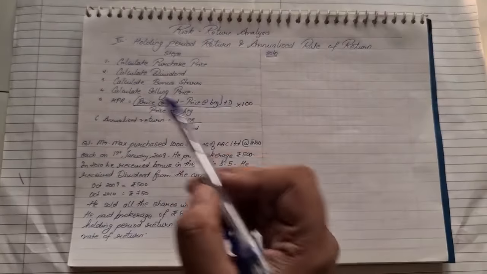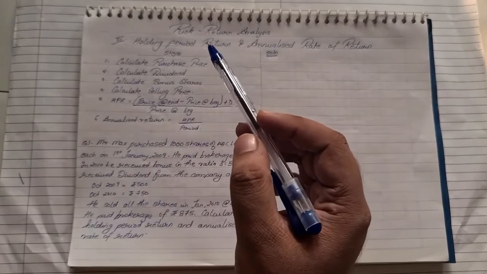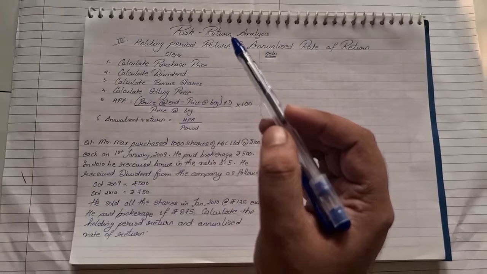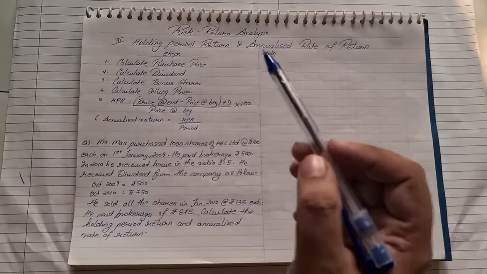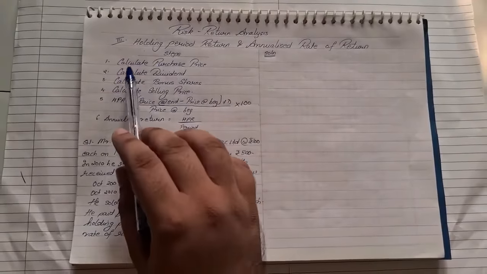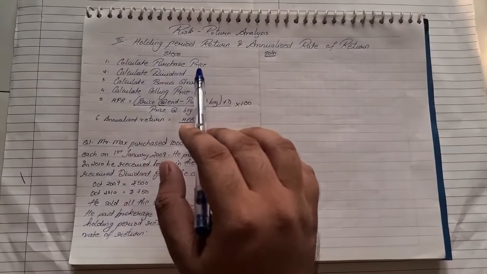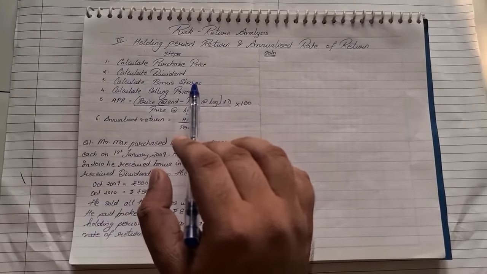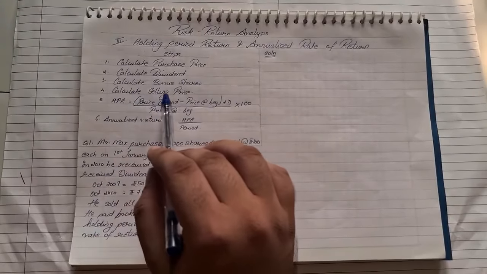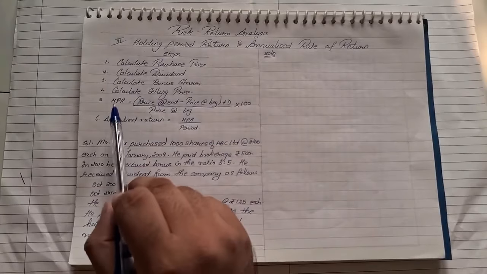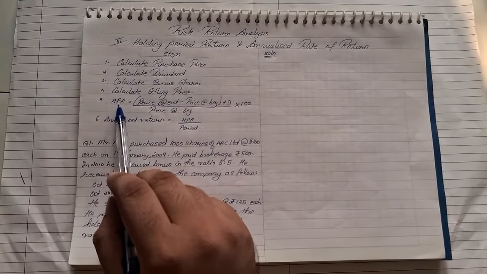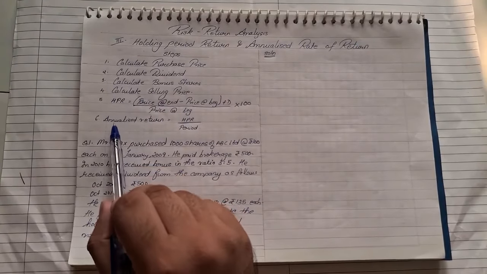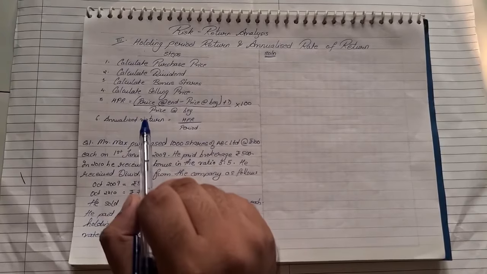Now, in order to solve the sum, first let us see what are the various steps that are required before solving the sum. So the steps are: first, you calculate the purchase price. Second, you calculate the dividend. Third, the bonus. Fourth, the selling price. Fifth, we use the formula for finding holding period return. And last, we find the annualized rate of return.